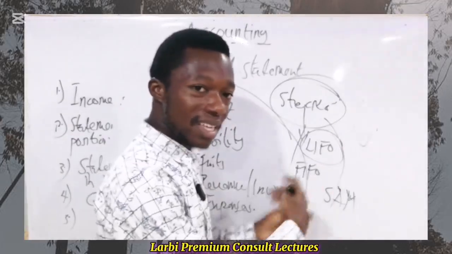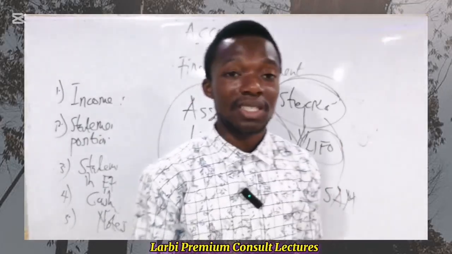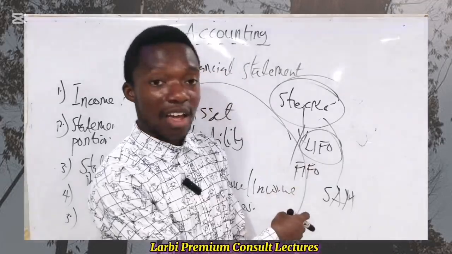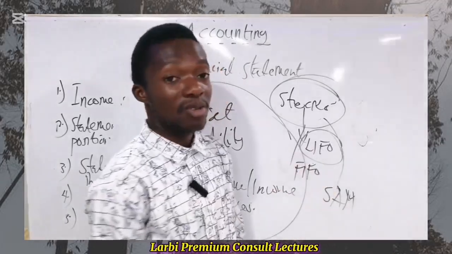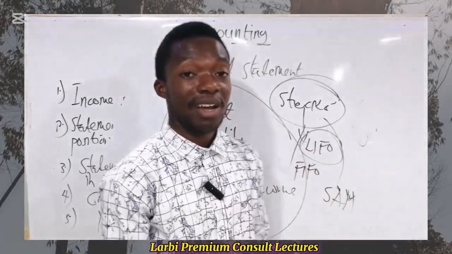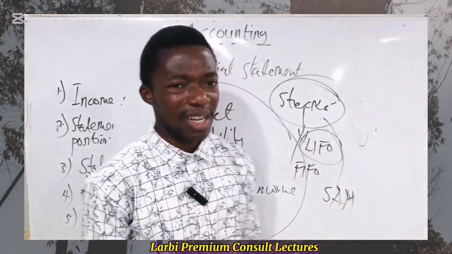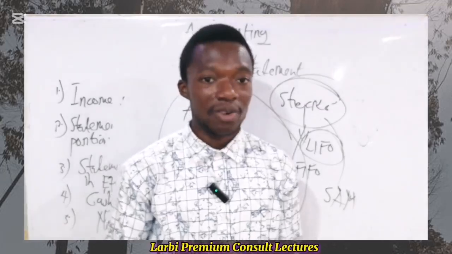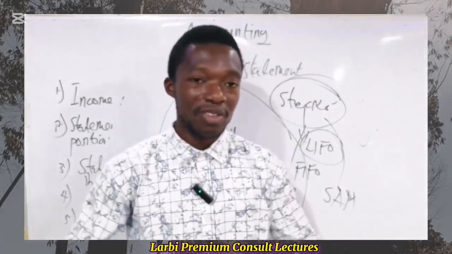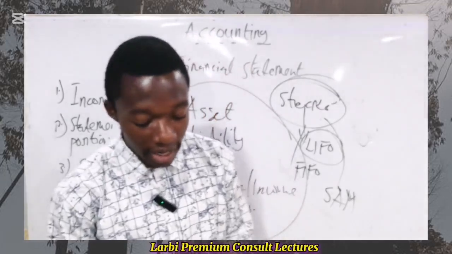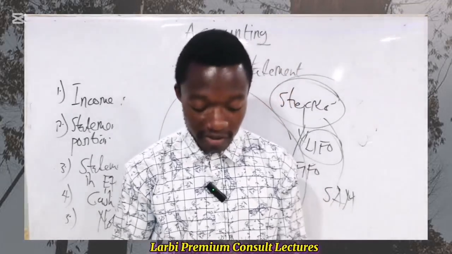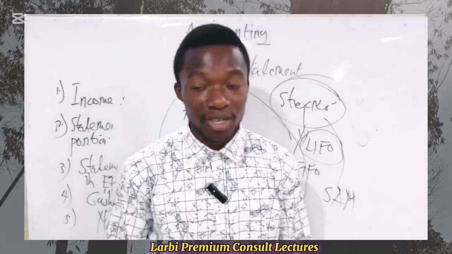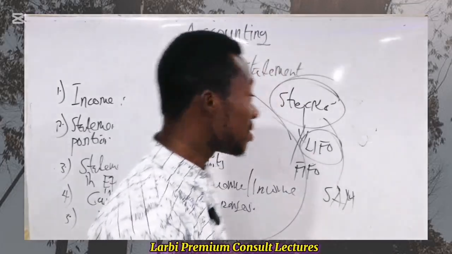So here, different methods are used, thereby making comparison difficult. Because if firm A is using first in, first out, and firm B is using the simple average method in accounting for stock, that means that for us to compare, it becomes difficult. So comparison becomes difficult because of different methods adopted by different accountants or different firms. And then also, it does not provide detailed analysis of the transaction.